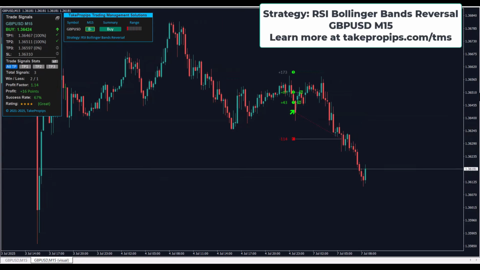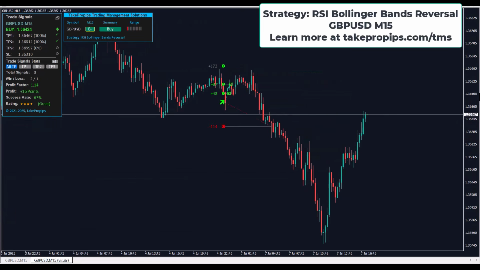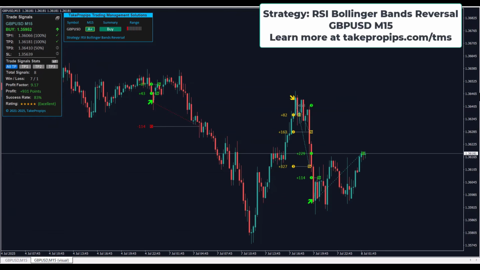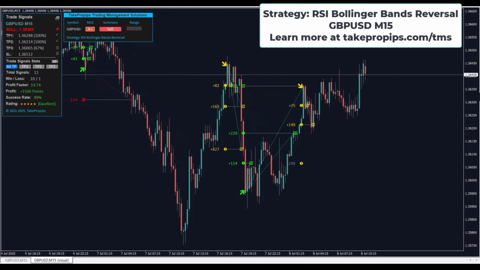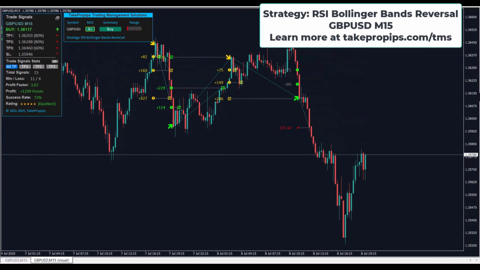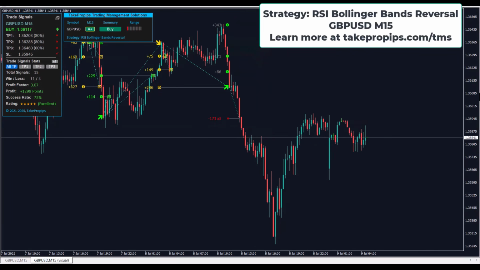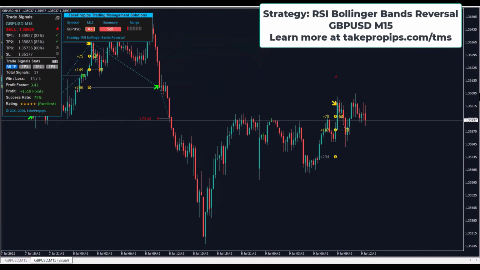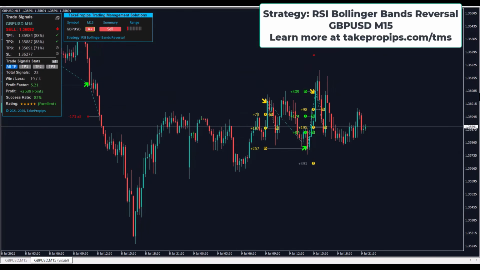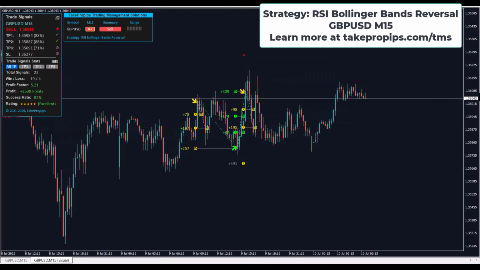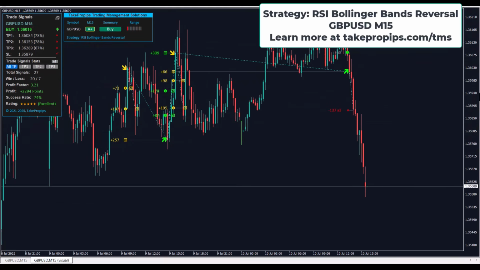In today's video, I am testing the built-in RSI Bollinger Bands Reversal strategy inside the TakePropips Trading Management Solutions EA, and I am going to take 100 trades on GBPUSD using the M15 timeframe to see how this mean reversion setup really performs in live market conditions.